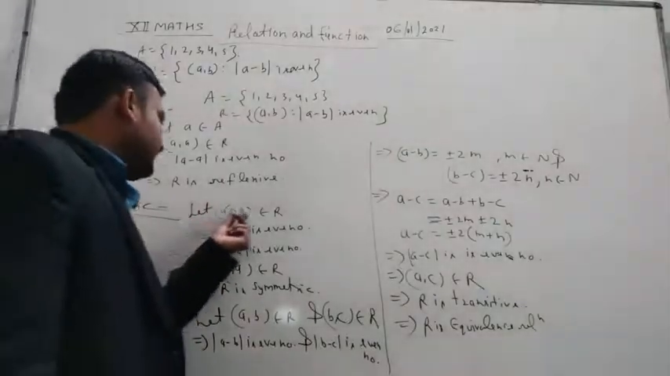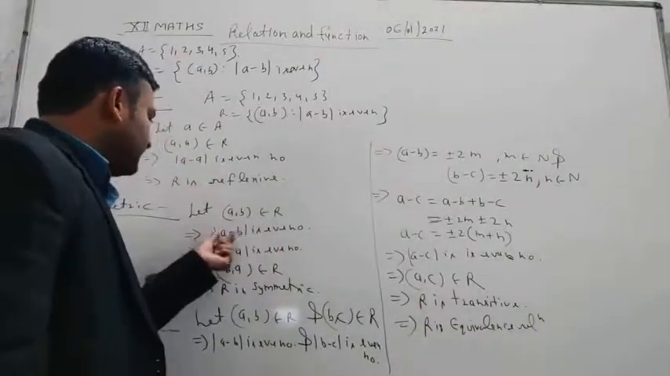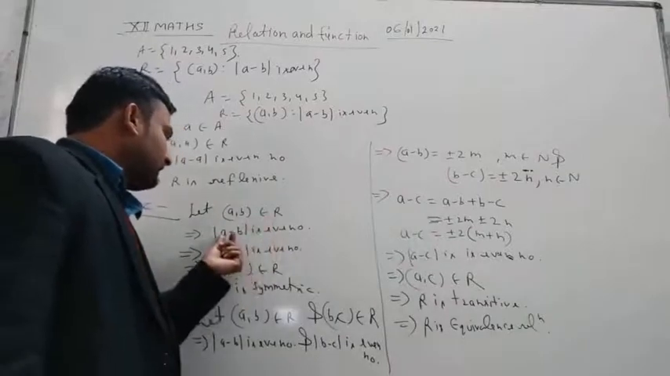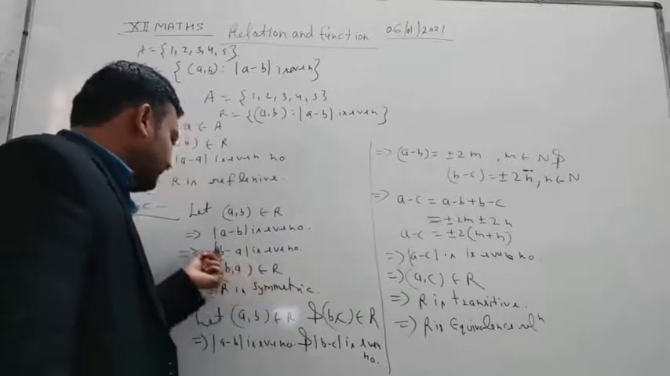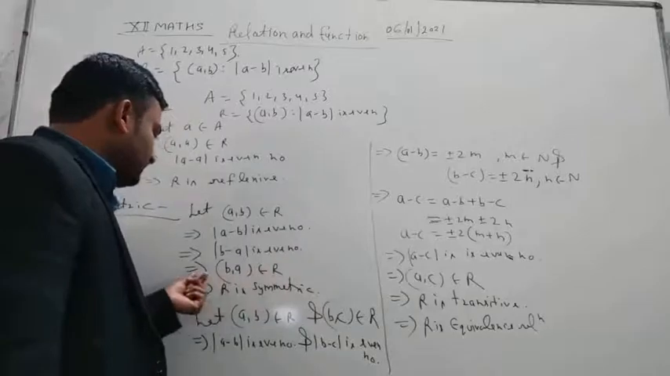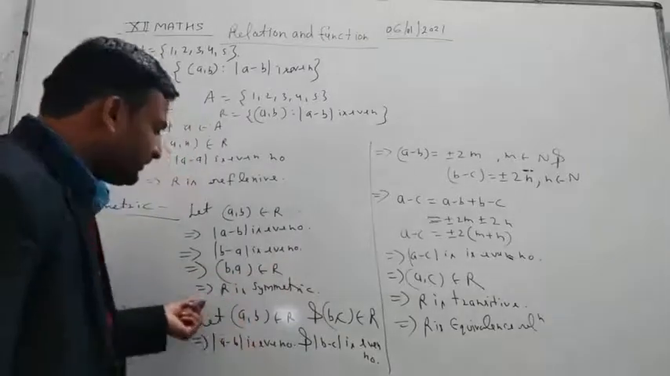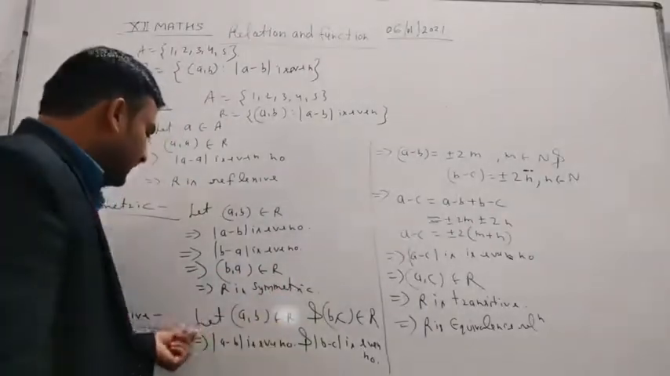Similarly, let (a, b) belong to R. This implies a minus b is an even number. And if a minus b is an even number, we can say that b minus a is an even number. This implies (b, a) belongs to R. This implies R is symmetric.